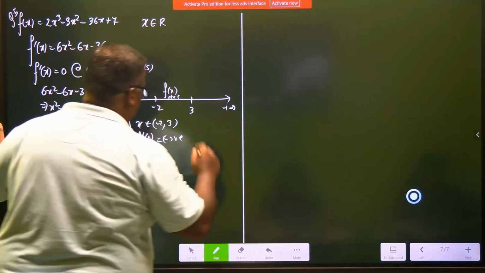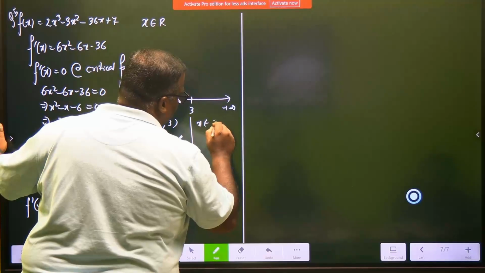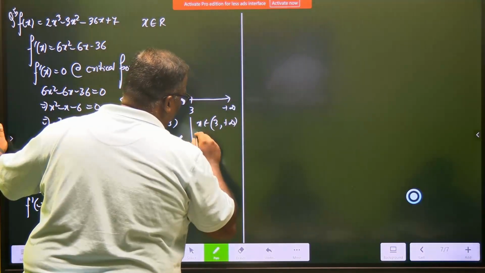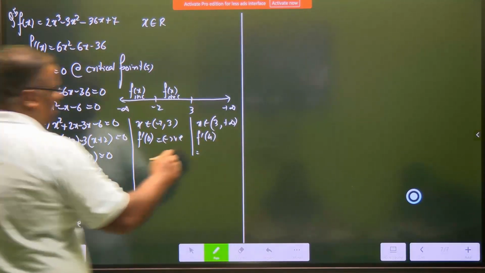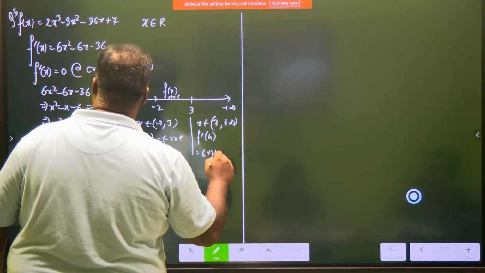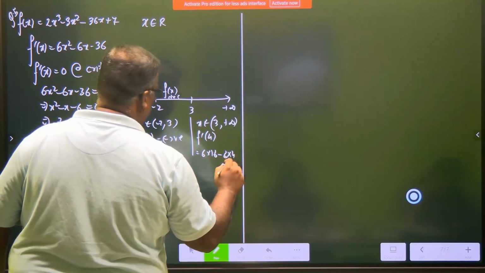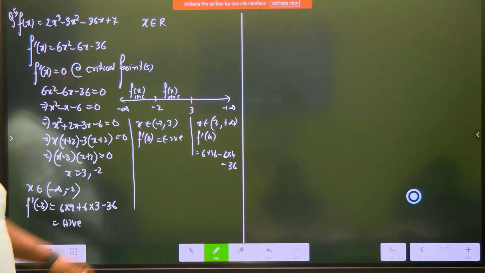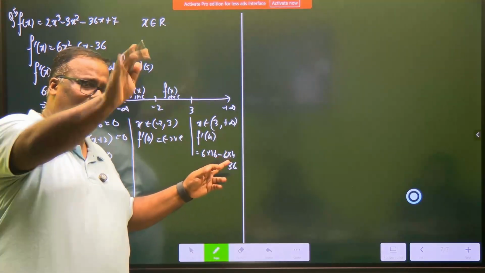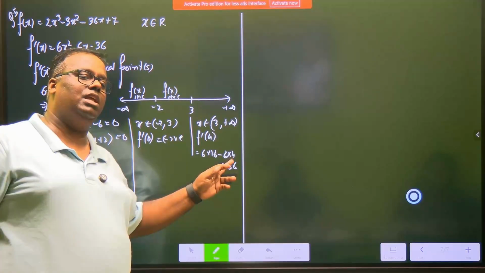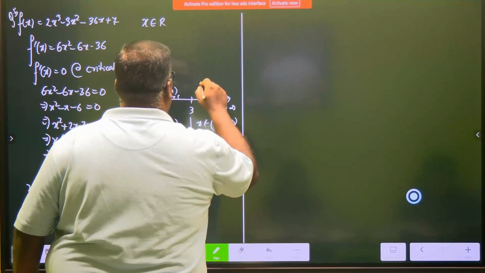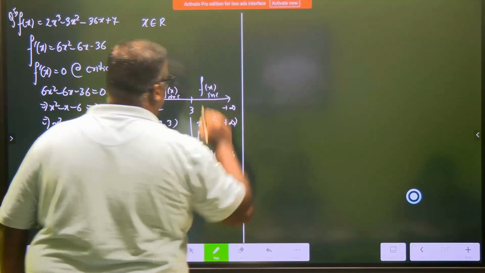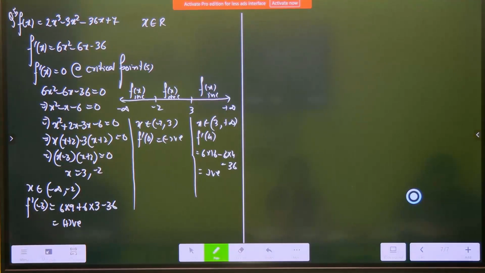And we say x belonging to 3 and positive infinity. So what do we do? We check for f dash of 4. This is bad. F dash of 4 means 6 into 16 minus 6 into 4 minus 36. Just have common sense: 16 sixes are 96, 6 fours are 24, take 30 and take 40, so 70. 96 is positive. So this is positive. Therefore here also f(x) is increasing. Understood?